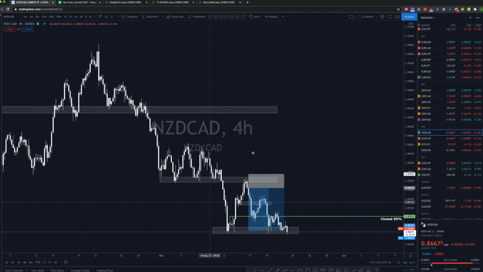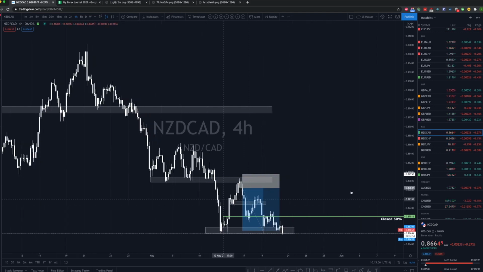In this instance, I could have gone tighter because of the market structure. You could just tell the pair has been respecting market structure very nicely. So I could have gone tighter with my stops, but I was happy with the entry anyway, right?